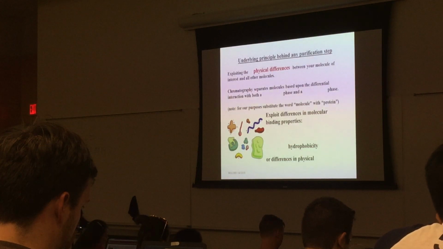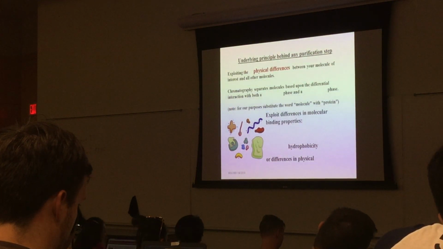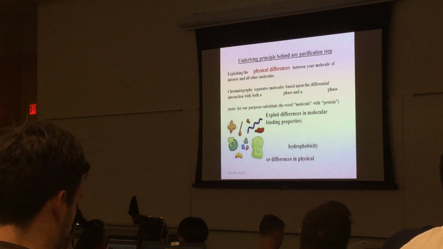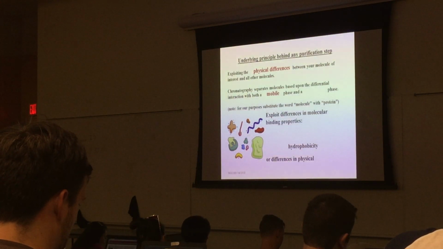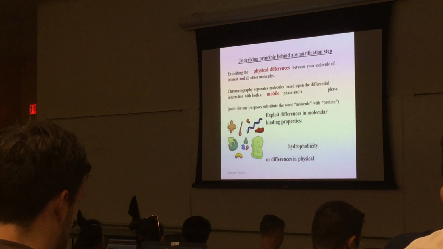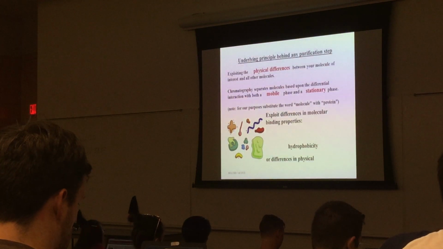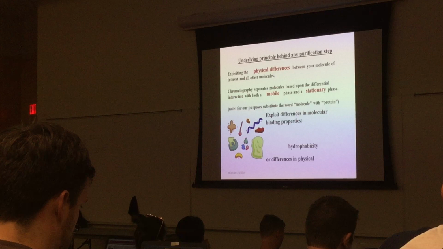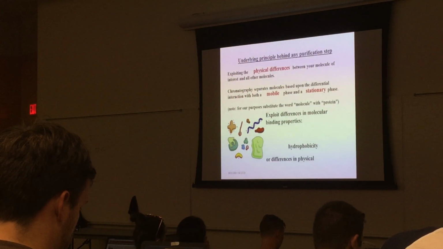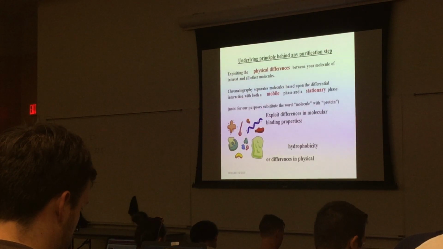So in our case, we're going to be referring to proteins, but if you're in chemistry, you're still doing the same thing. You're looking for physical differences between your chemical of interest and all the others. And so chromatography is going to have both a mobile phase and a stationary phase. That stationary phase is a matrix. It's the material in the column. It's the inner bed that's going to have some kind of interaction with the mobile phase.